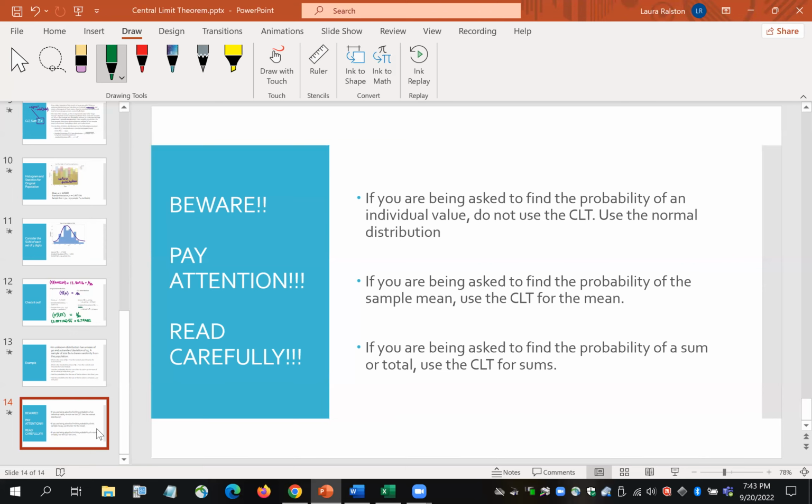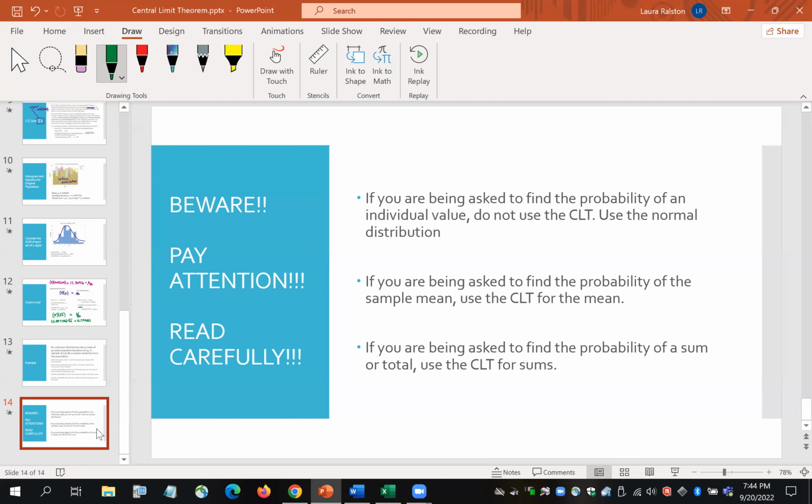If you're being asked to find the probability of an individual value, those were the first 3 top problems we did, or 4, as a review from last week. We did not use the central limit theorem because in each of those problems about the chocolate bars, we were only selecting 1 chocolate bar. That is a straight out normal distribution. And it should somewhere in the scenario tell you that it's normal and give you the mean and give you the standard deviation.